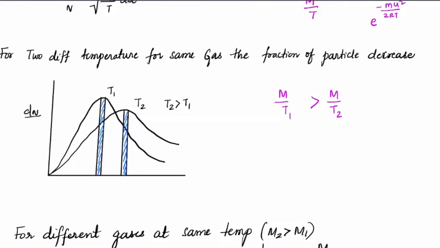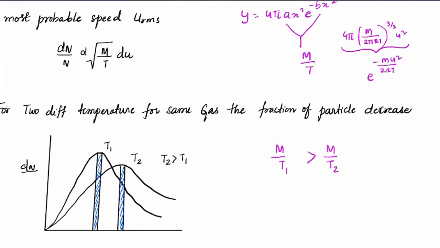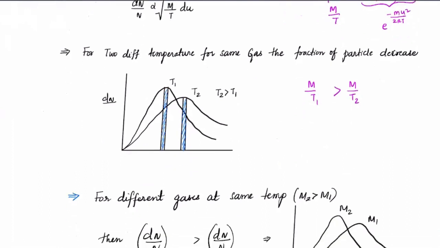Okay, everybody understood that? Originally, if you consider T2 and T1, compare m by T1 and m by T2. M by T1 is greater than M by T2, and if M by T is more, then the parabolic function will dominate, and the exponent function will be less. Remember only one part of it, that should be helpful. Is this clear, everyone?